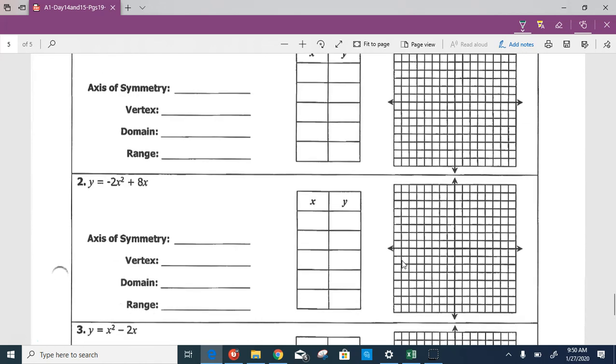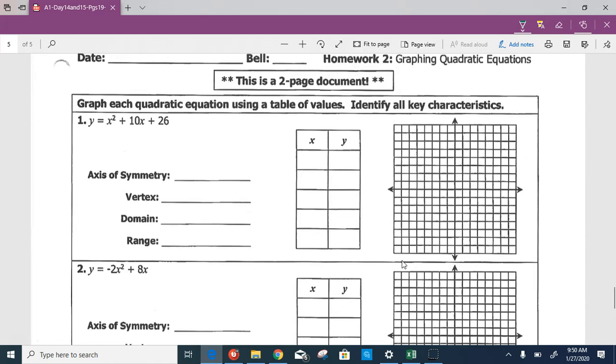Actually, you know what? Before I sign out, let me go ahead and just do one with you anyways, because I don't want to leave you hanging like that. So our last one, our one example here for page 23. We want us to graph x squared plus 10x plus 26.